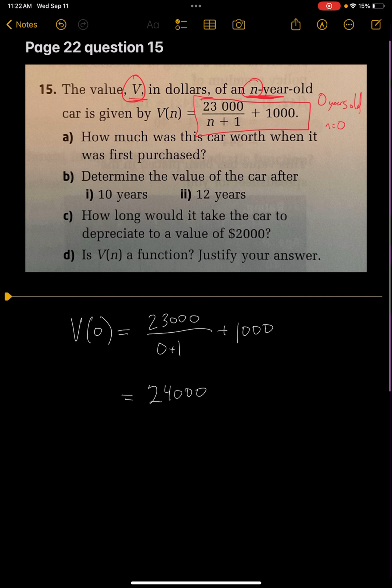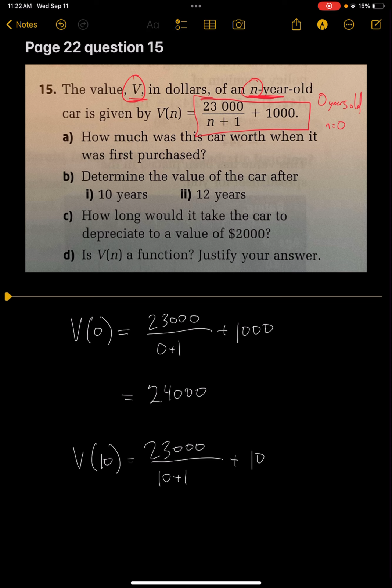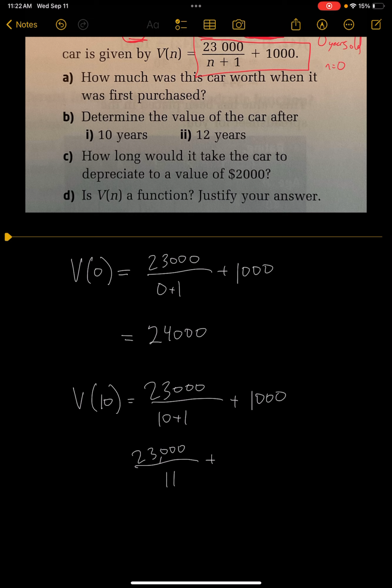Determine the value of the car after 10 years. V at 10 is equal to 23,000 divided by 10 plus 1, plus 1,000. So that's basically 23,000 over 11, plus 1,000. I'm assuming that's going to be like 2,300, just less than that, 2,100, or something like that. Anyway, let's look that up.